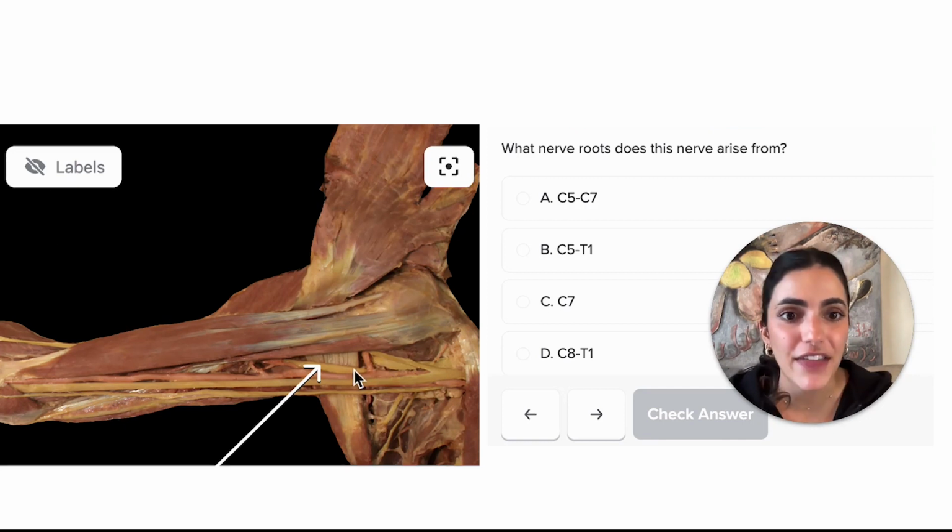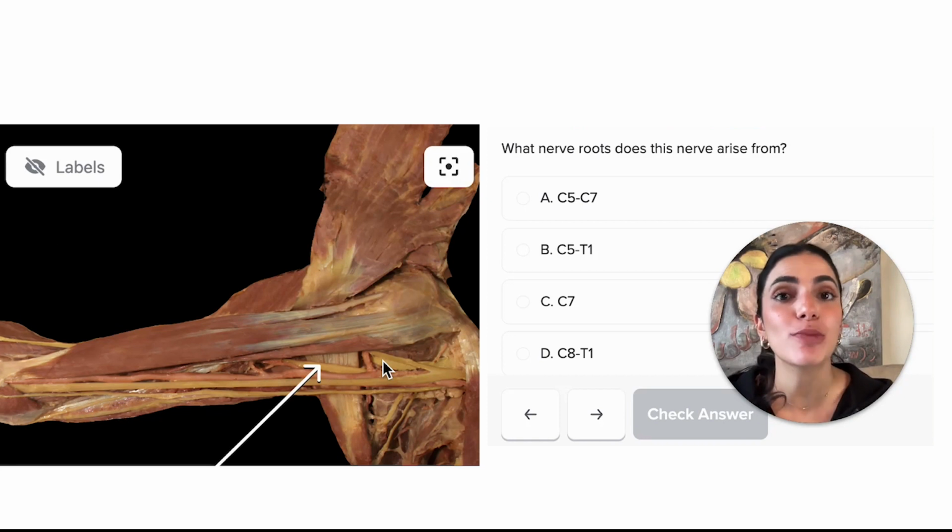And if we have a look at this nerve over here, this nerve is arising posterior to that axillary artery. So this terminal branch must be arising from the posterior cord of the brachial plexus. Now we know that there are two terminal branches that emerge from the posterior cord of the brachial plexus. One being the axillary nerve and the second being the radial nerve.